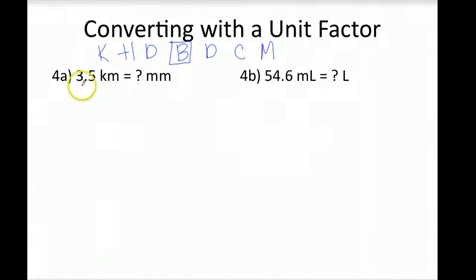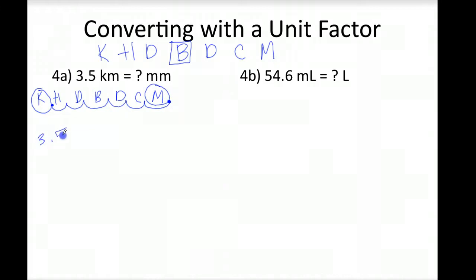So for this first problem, we're going from 3.5 kilometers, and we want to know how many millimeters that is. So King Henry died by drinking chocolate milk. We're starting at kilometers, and we're going to end at millimeters. So we're going from here to here. Put a decimal after the letter, and you count how many times you need to go over. Now here we're going to the right, and we're moving that decimal to the right 1, 2, 3, 4, 5, 6 times. So we have 3.5, and that decimal will move to the right 1, 2, 3, 4, 5, 6 times.